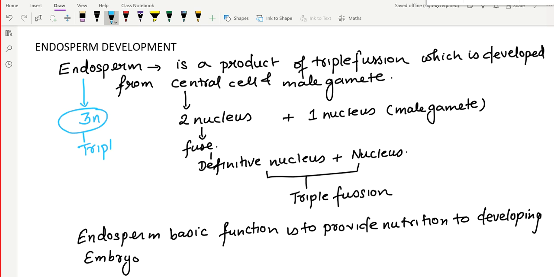Now a question which usually comes, which is not a part of this topic but we need to understand: sometimes they ask you about the endosperm of a gymnosperm. If I am talking about the endosperm of a gymnosperm, what will be the ploidy level? Haploid. It was haploid in nature. Remember that. Although it's not a part of sexual reproduction, it is an important question which will come from endosperm.